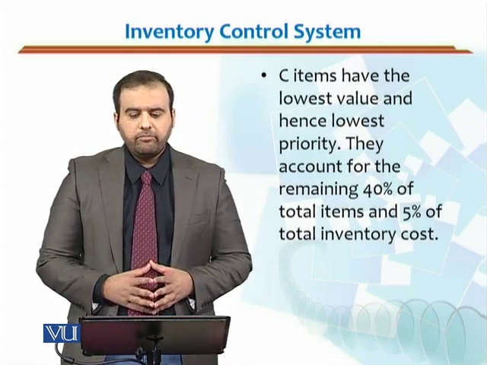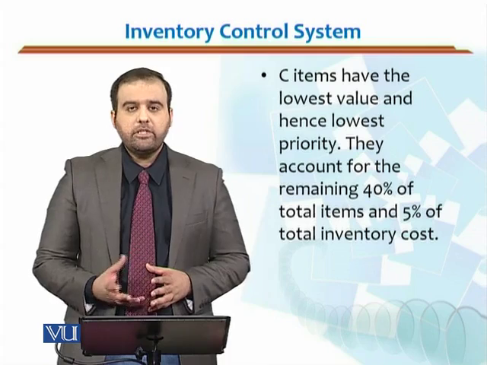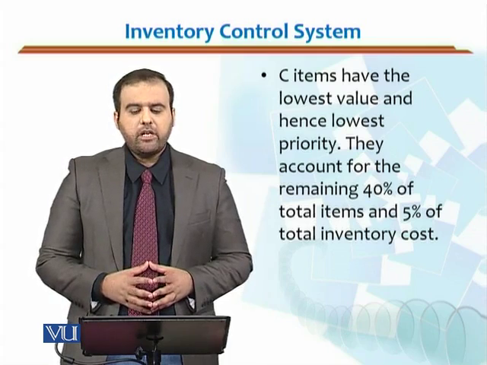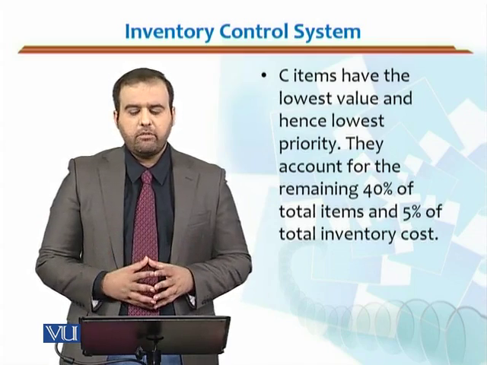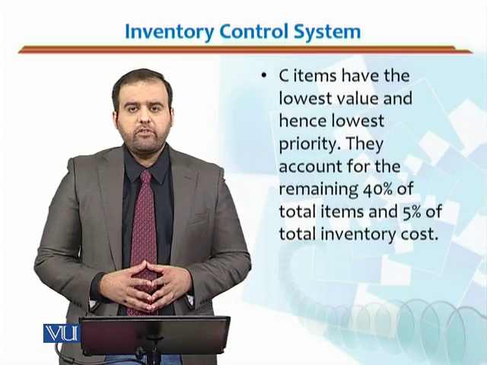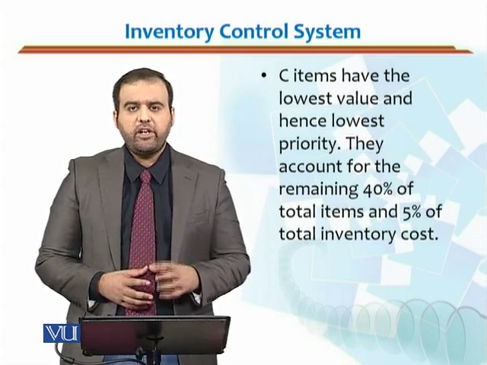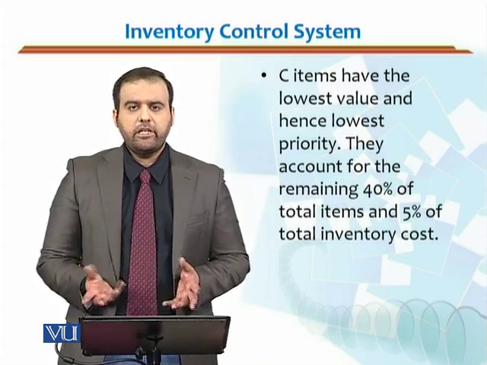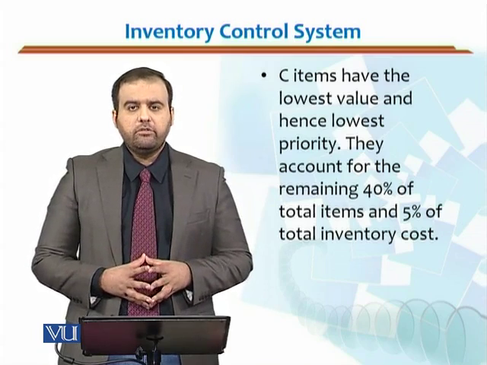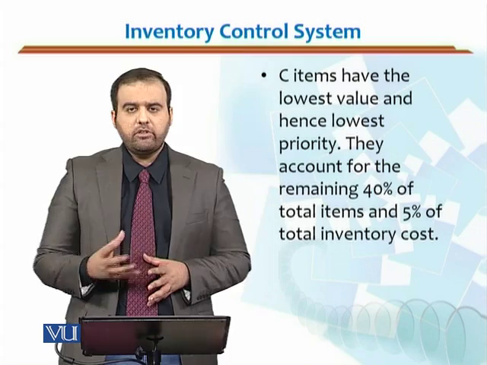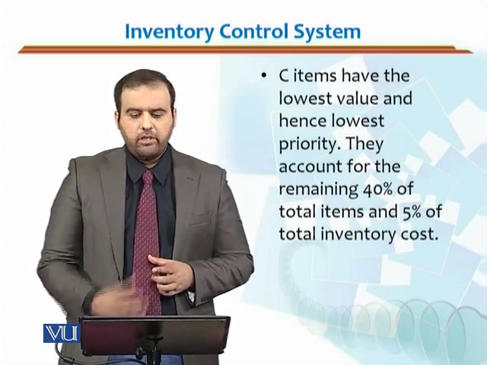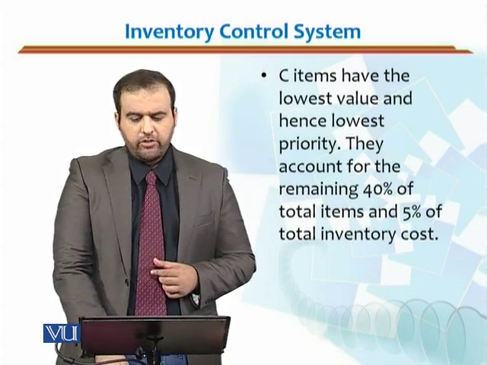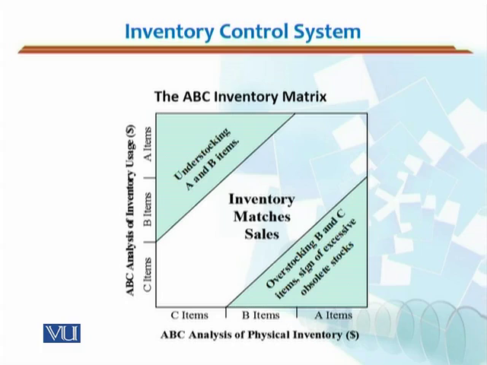Then you have C items that have the lowest value and hence lowest priority. सबसे कम priority है. They account for the remaining 40% of the total items. 40% volume में, these are higher, and 5% of the total inventory cost. Cost भी कम है. The revenue which they generate would be like approximately like 10%. इससे ज़्यादा नहीं है. तो the organizations, or the enterprises, they will actually have the lesser priority for such kind of items.